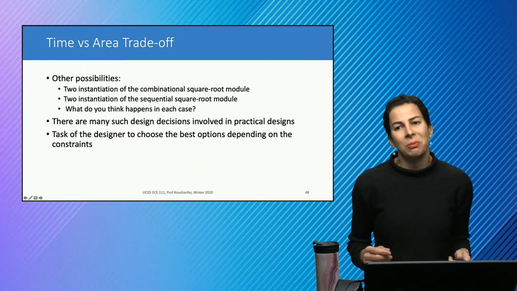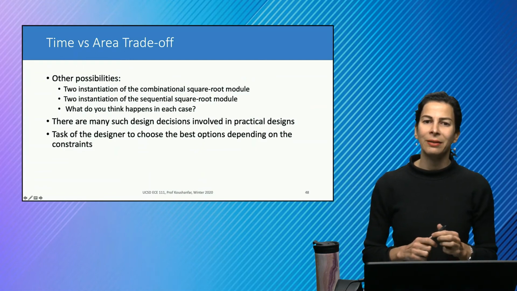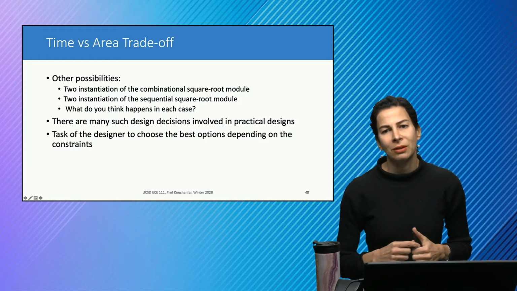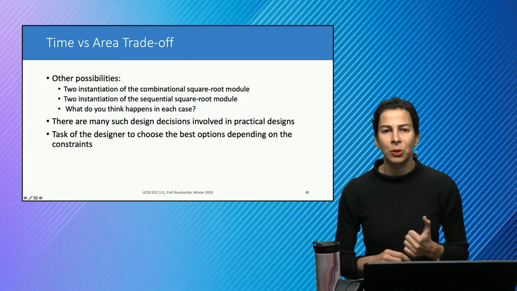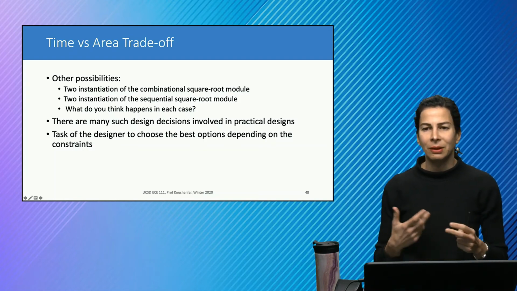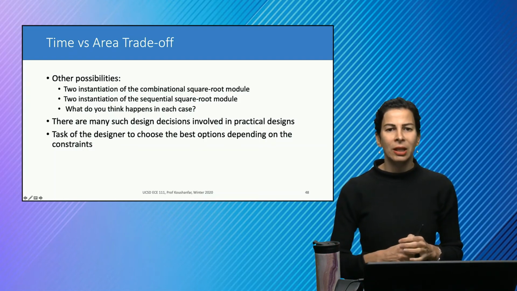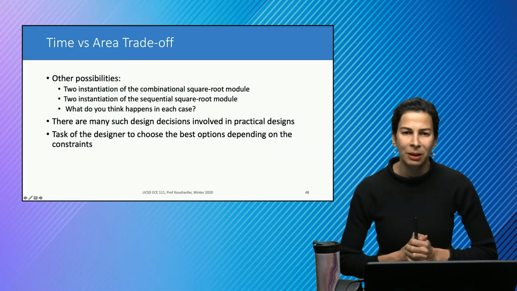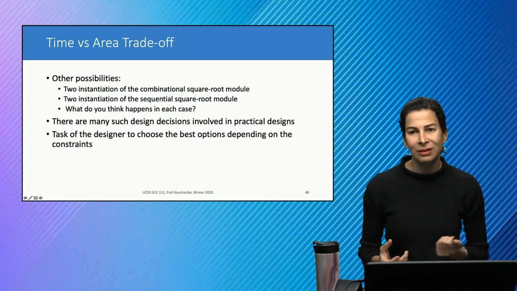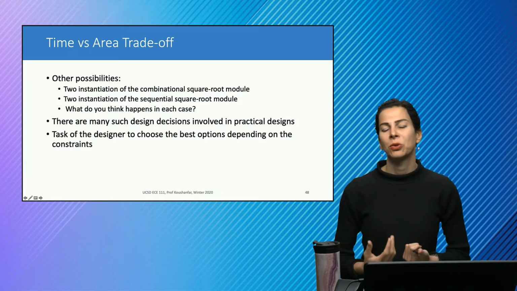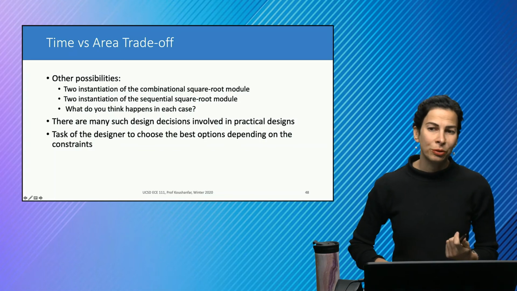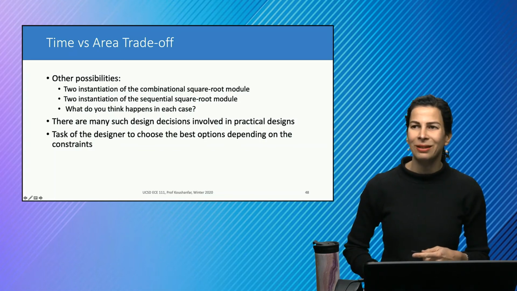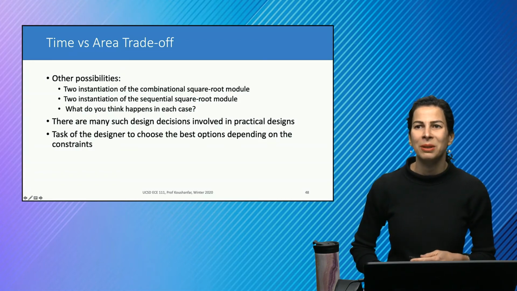There are, of course, other possibilities for how we could design this. We could have this sequential square root module in another instantiation. These design decisions are always happening in practical design, and the designer's intelligence is to try to choose the best option. The tools help us optimize things, but some of these decisions are designer decisions, and they cannot always be automated.